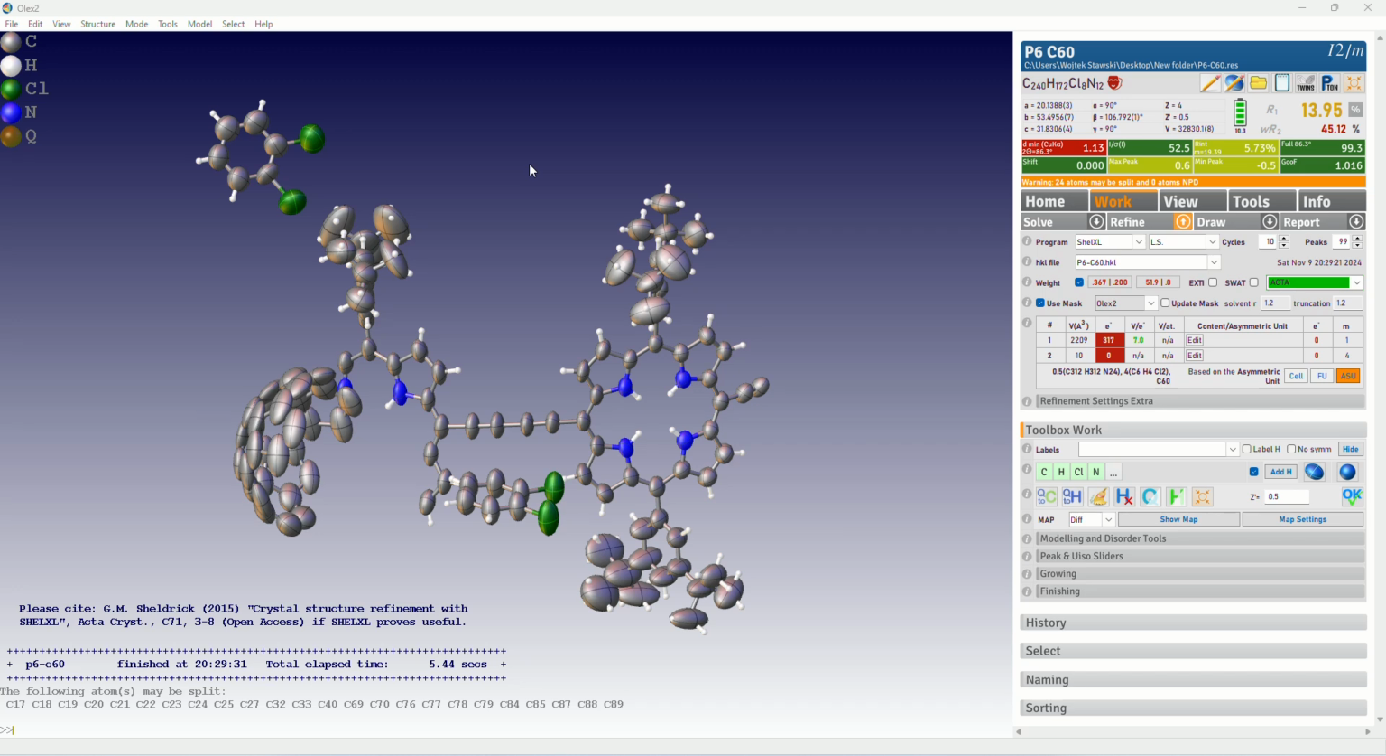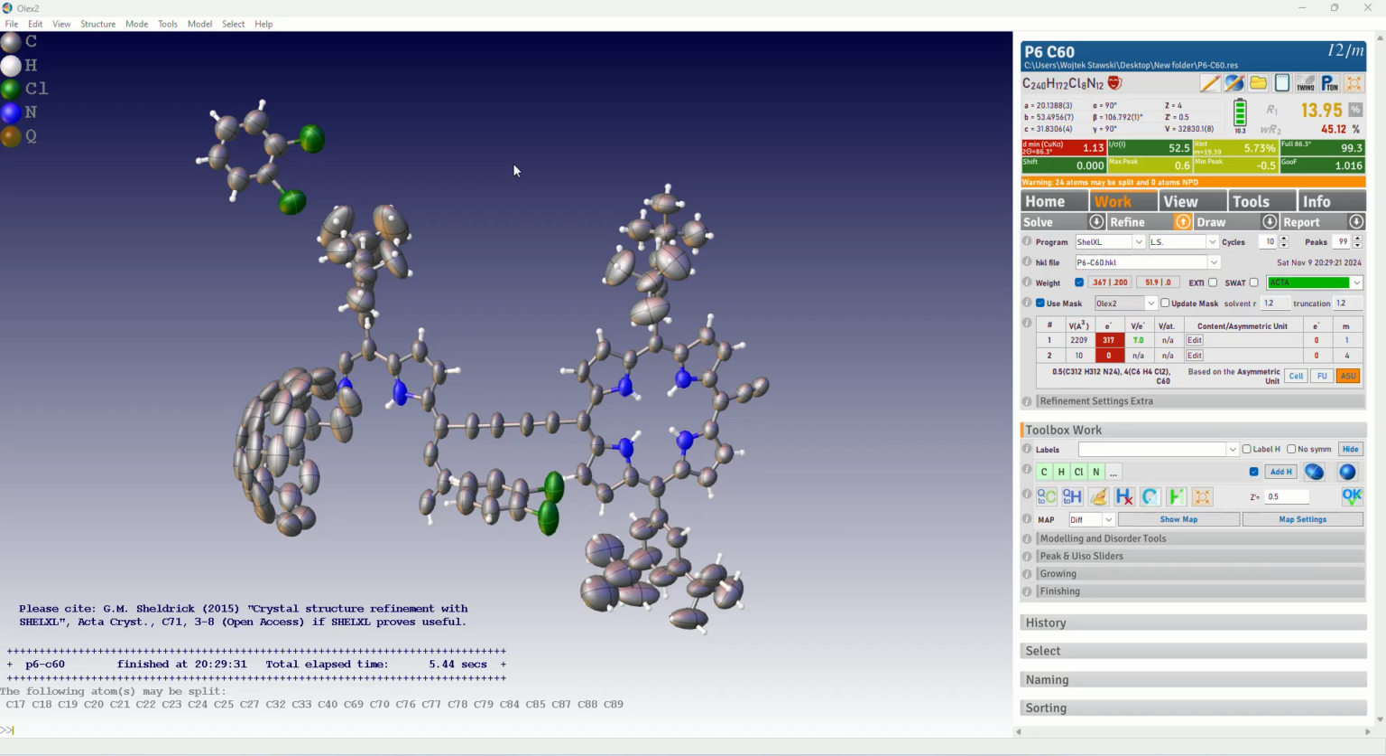Now we're going to discuss answering CheckCIF alerts to make our CIF file publishable. So first, what does it actually mean? When is a crystal structure publishable? That's something that people ask and discuss a lot, and there are basically only two rules.